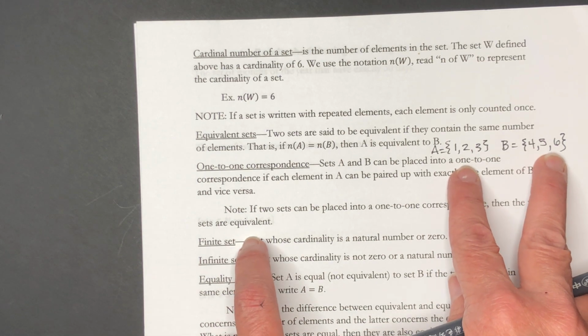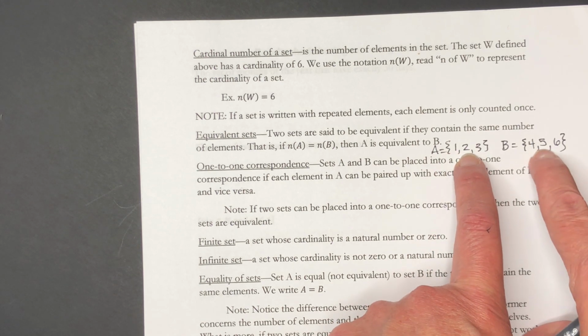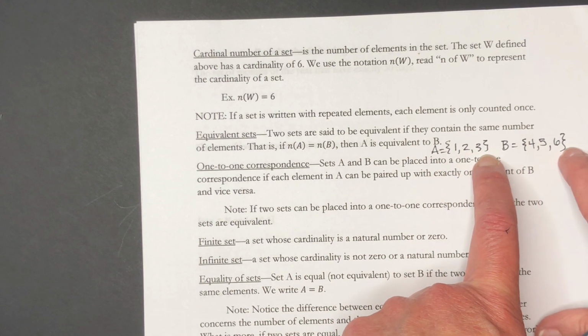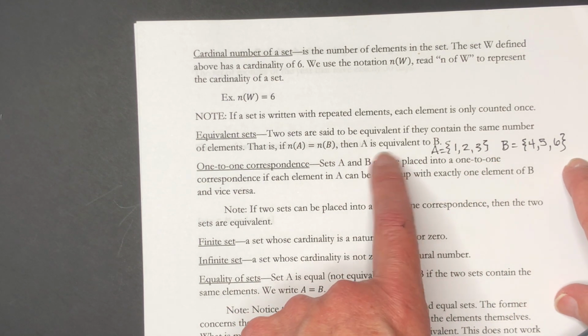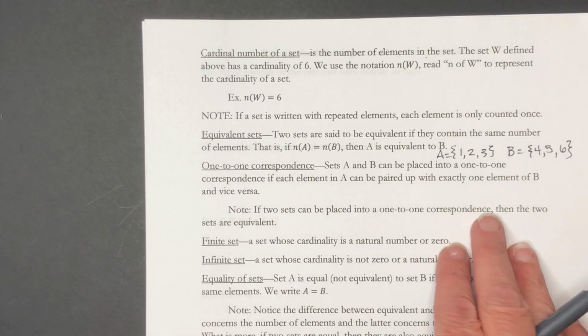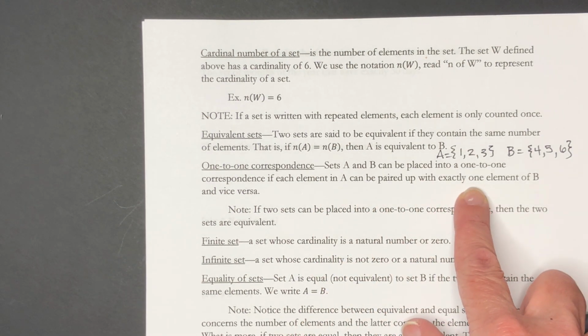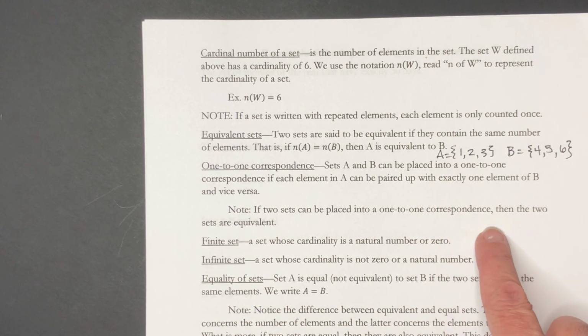And this is one-to-one because I can pair these up. I could pair the 1 with the 4, the 2 with the 5, and the 3 with the 6. And I don't have any extra over here that haven't been paired up. I don't have any extra over here that haven't been paired up. Everything makes a pair and you have nothing left over. It's a one-to-one correspondence. Okay? And by definition, if you can put these in a one-to-one correspondence, you have the same number of elements. It just doesn't work otherwise. So if you have a one-to-one correspondence, then the two sets are equivalent.